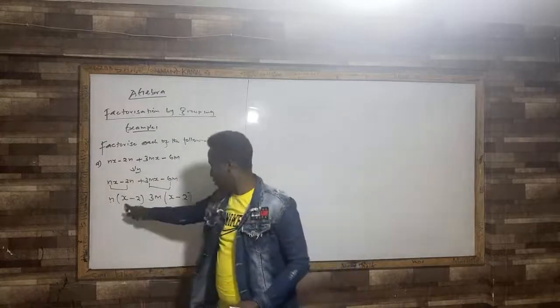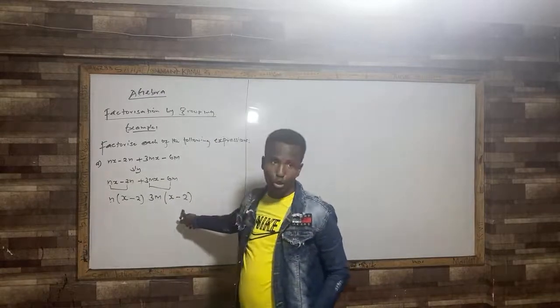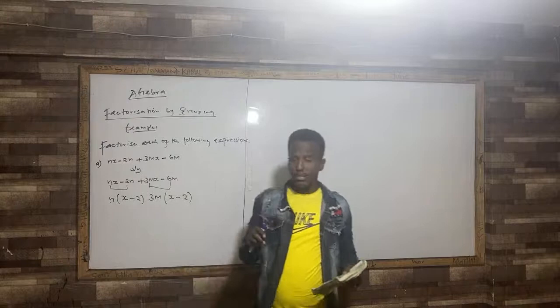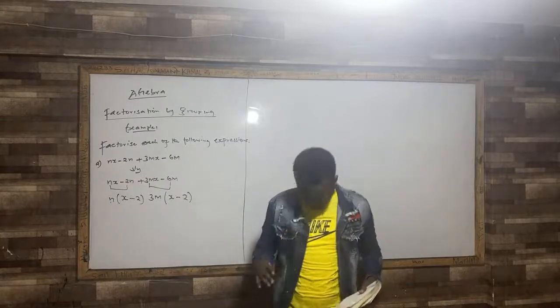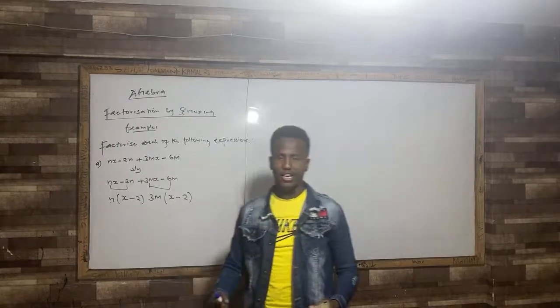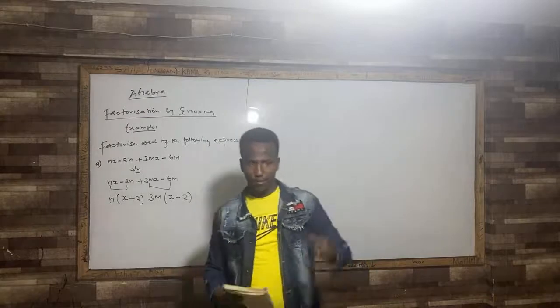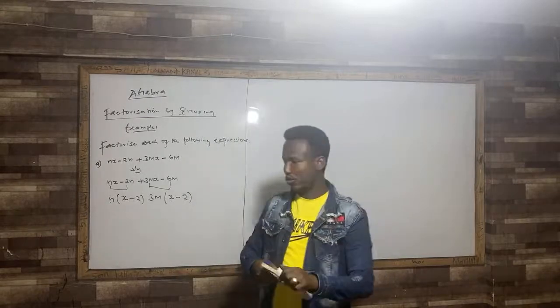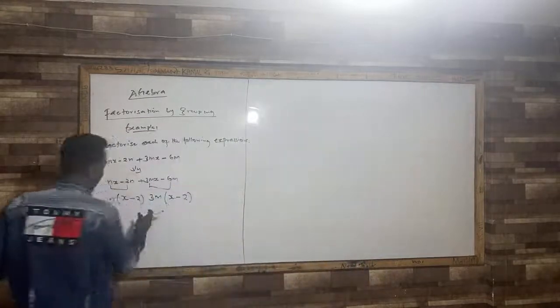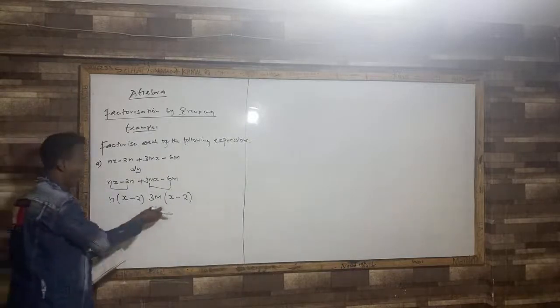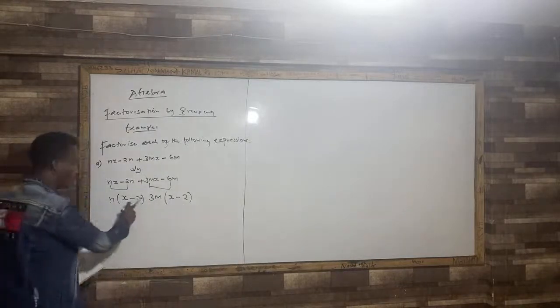Look here, we have x minus 2, x minus 2. So you must have the same terms in the brackets, okay? In the two brackets. If what you are having in the brackets are not the same, it means there's a problem with your factorization, okay? And that will help you to take one of these two.